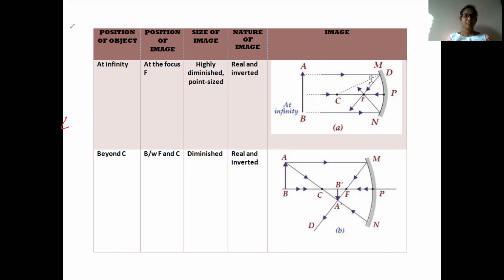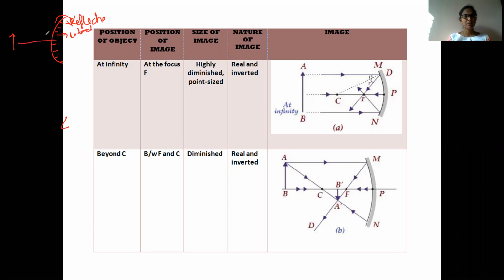See, in the case of a convex mirror, you need to place the object in front of the mirror. In the convex mirror, the outer surface, what is that, the inner surface? No, the outer surface is reflecting and the inner surface is coated. The inner surface is coated and the outer surface is reflecting.